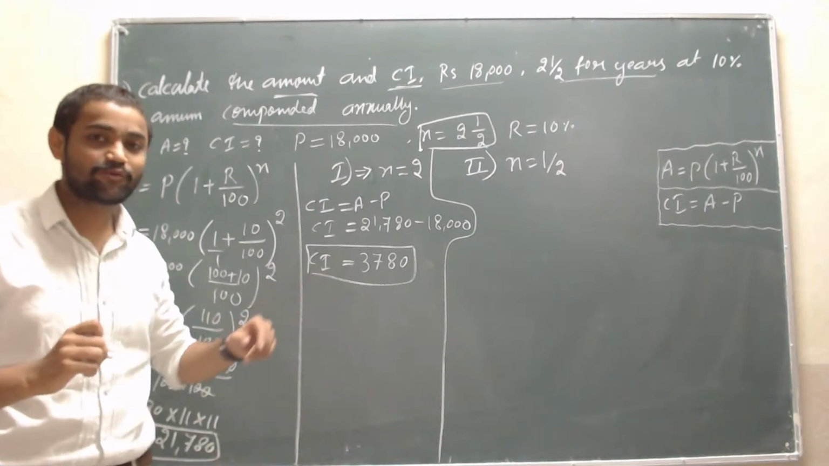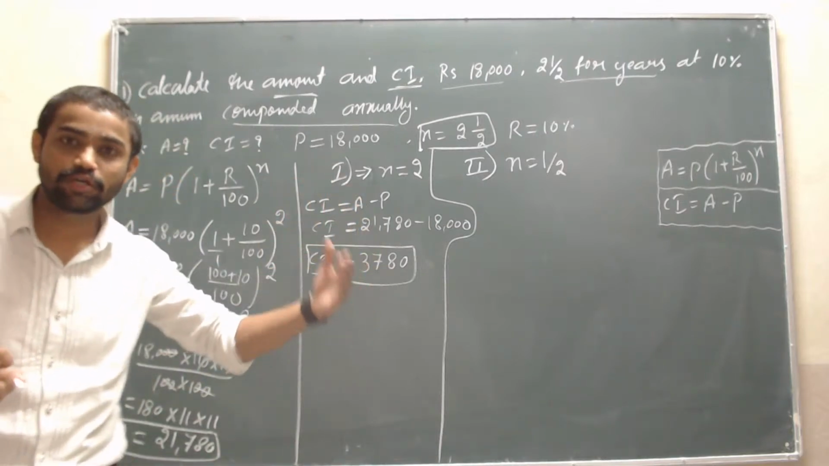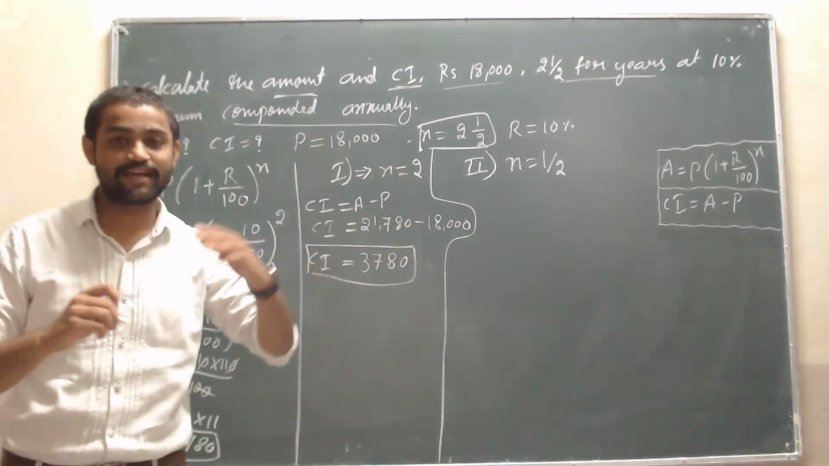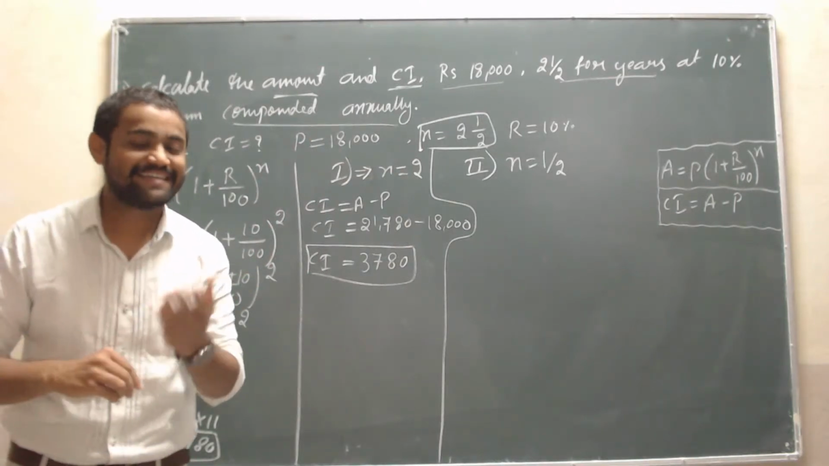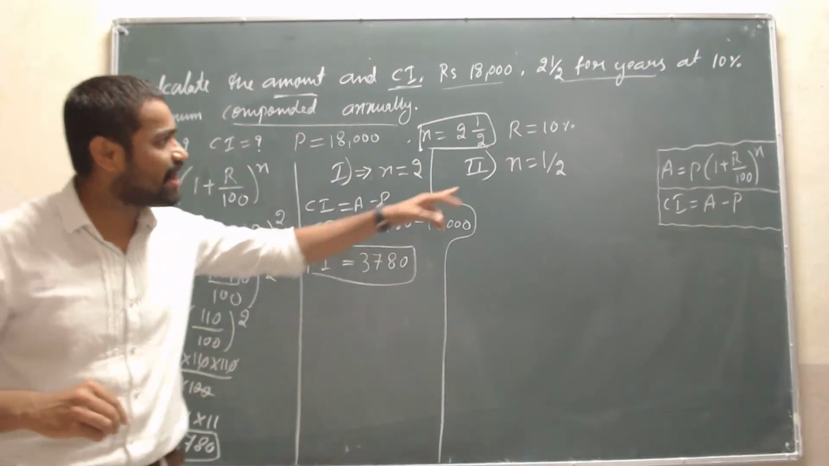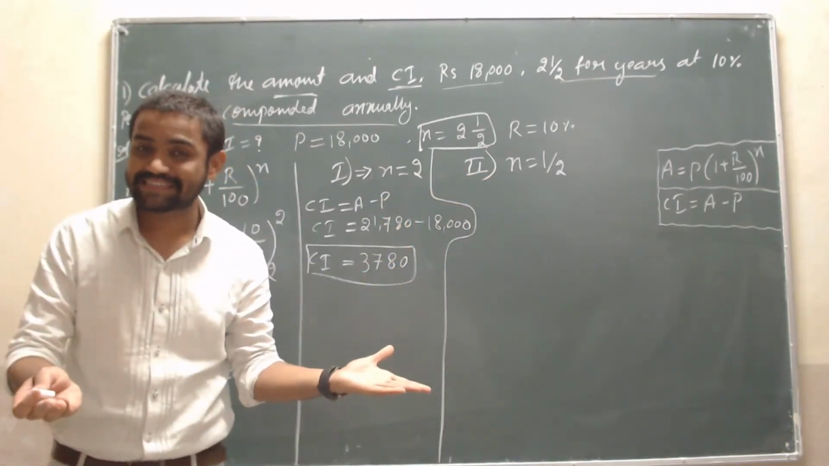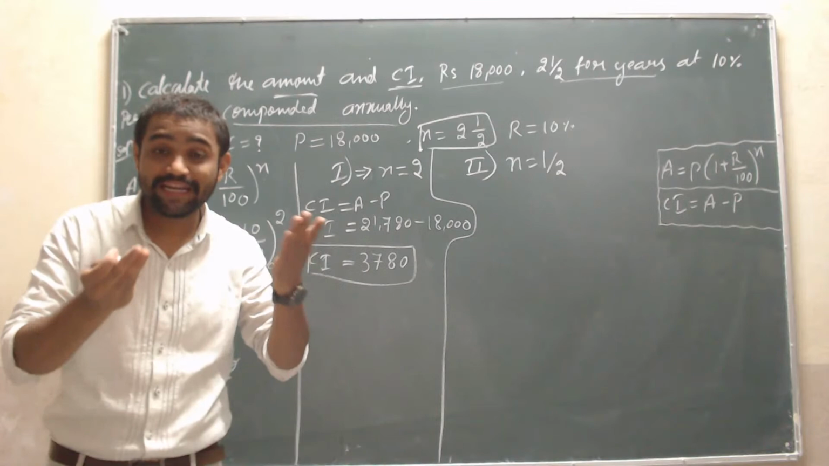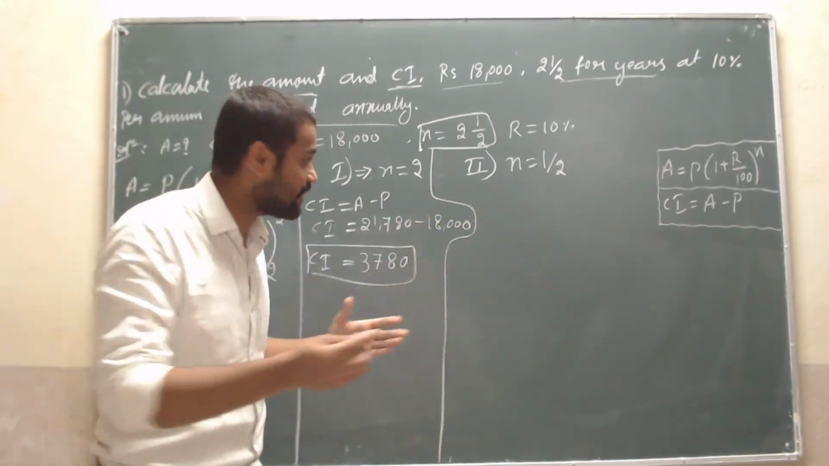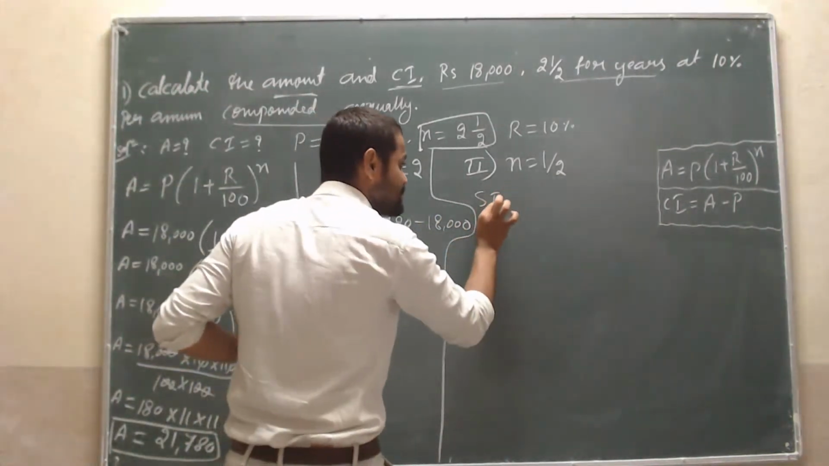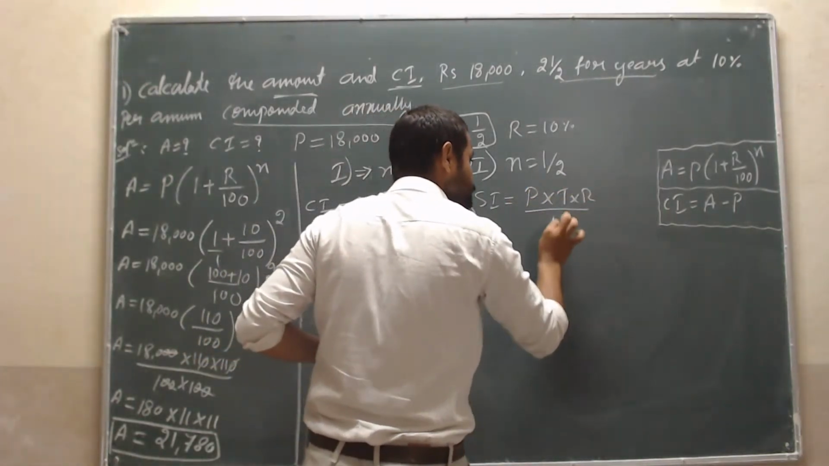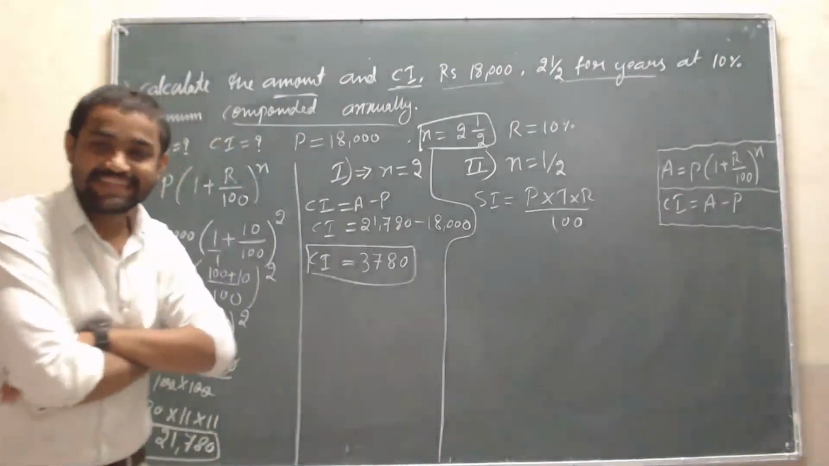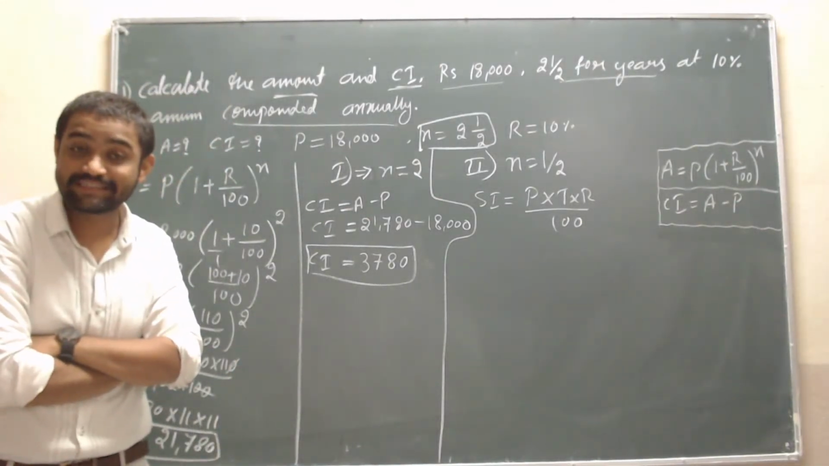Sir, so what do we have to do? Again, we have to find out the interest for the half year. Here we only have to find the simple interest, isn't it? Only the interest for the half year. How can we find it? We know the formula, simple interest is equal to, isn't it, children? Are you getting my point?